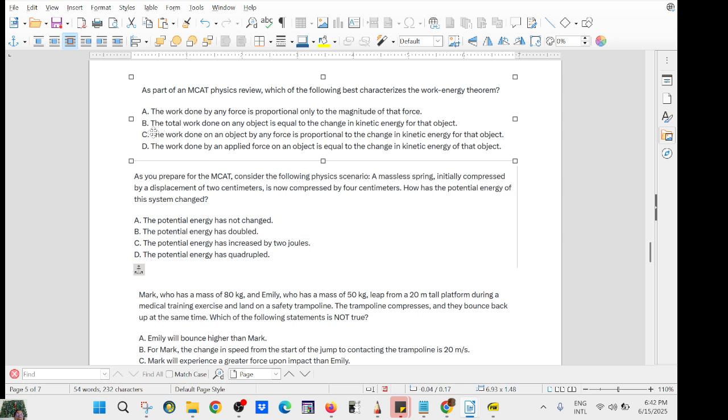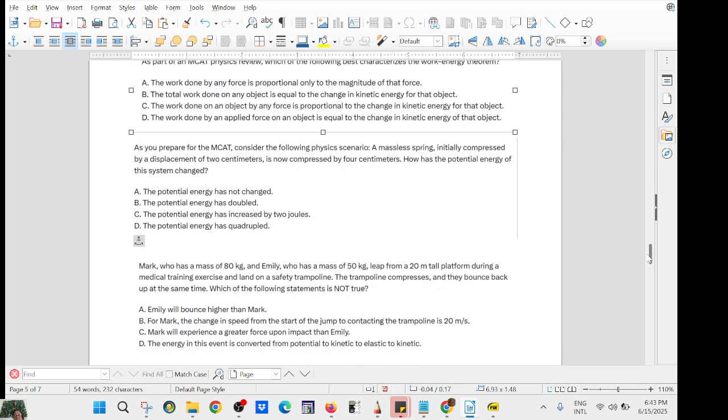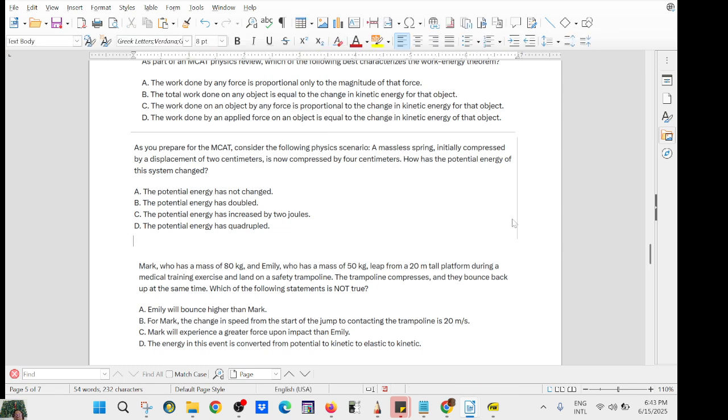Okay, so that will be answer B, right? So the total work done on any object is equal to the change in kinetic energy. So if the net work is done, then there is a change in kinetic energy.